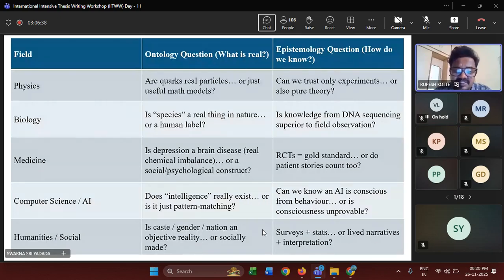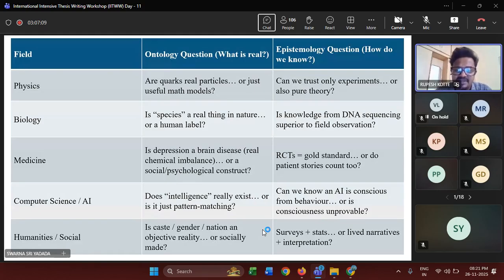And in computer science, does intelligence really exist, or is it just pattern matching? Can we know an AI is conscious from behavior, or is consciousness unprovable? And in humanities or social science research, is caste, gender, or nation an objective reality or socially made? Is it surveys, stats, or lived narratives plus interpretation?